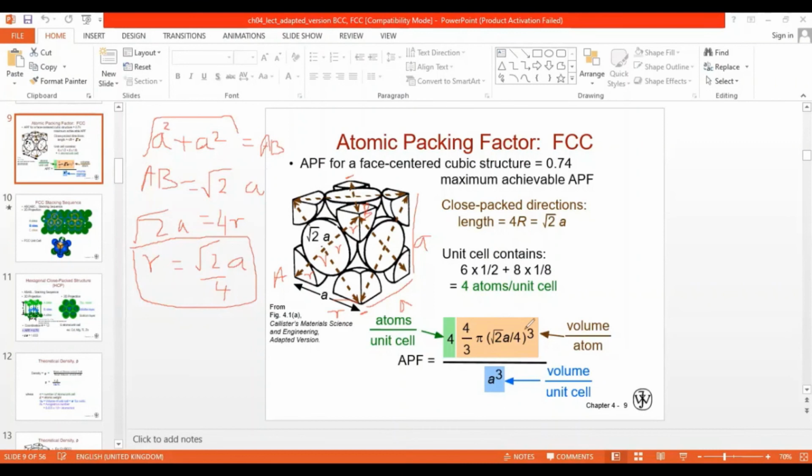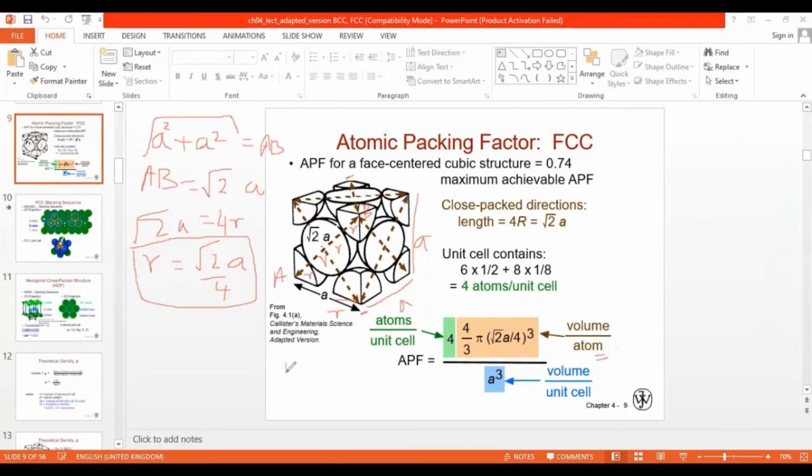now the volume of a sphere, 4/3 pi R cube. R is root 2 a by 4, that is root 2 a by 4 whole cube. This is the volume of atoms in the unit cell, right? And below that we have the volume of the unit cell, so that is a into a into a, that is a cube.